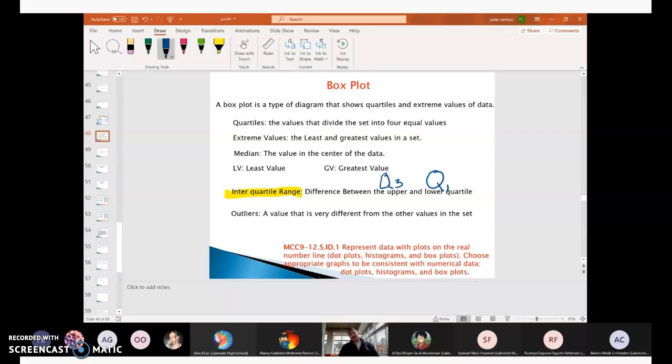And the outliers, those are numbers that kind of don't hang out with everything else. We talked about outliers the other day a little bit. Like if every test I scored was a 90 and then I scored a 50 on one test, that 50 would be an outlier.